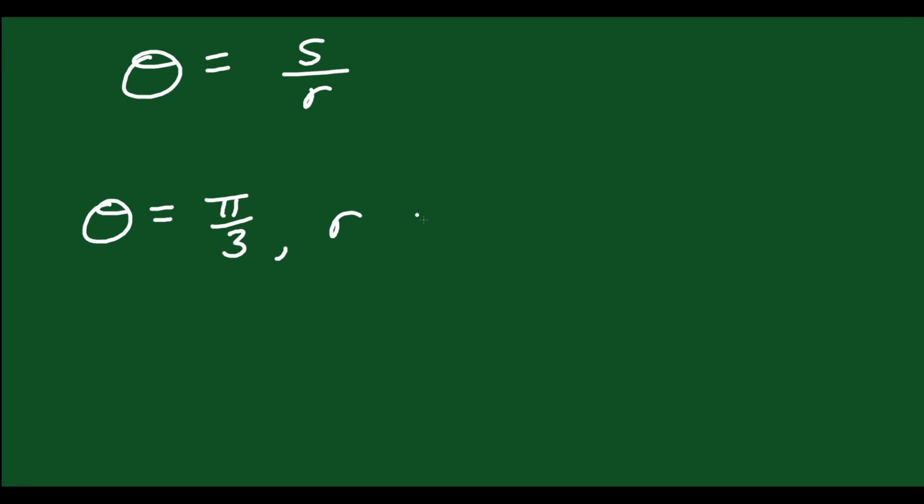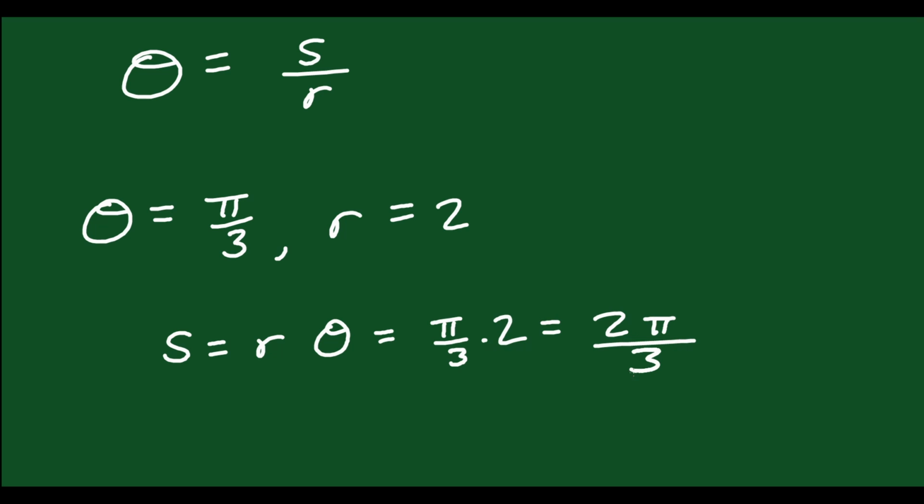Now, if we go back to talking about that arc length equation, where we say the angle is equal to the arc length divided by the radius, with this in mind, we can solve some questions. Let's say we're told that there's an angle of pi over 3, and the radius is equal to 2. How could I find the arc length? Well, you just have to plug it in and isolate for s. To isolate for s, you just multiply both sides by r. So s is equal to r times theta, which is equal to pi over 3 times 2, which you could just say is 2 pi over 3.